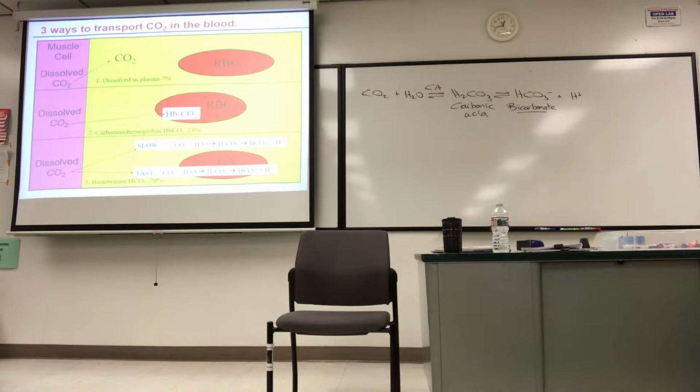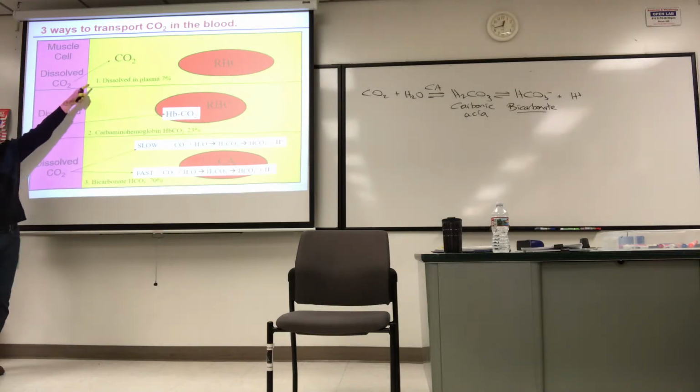CO2 is accumulating in the tissues, say for example a muscle cell. You can either push it into the plasma compartment directly just by dissolving it in. That's only 7% though.